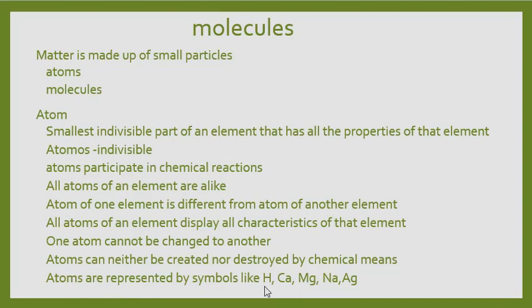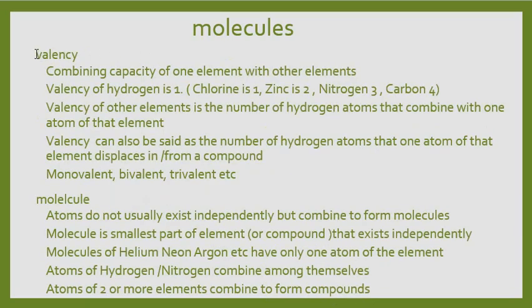Atoms are represented by symbols: hydrogen, calcium, magnesium, sodium, silver. We have studied this, right? Now we have something called valency. Like atomicity, we have valency. It's the combining capacity of one element with another element. Atomicity is the combining capacity of one atom with others, and how many atoms are there together is atomicity.